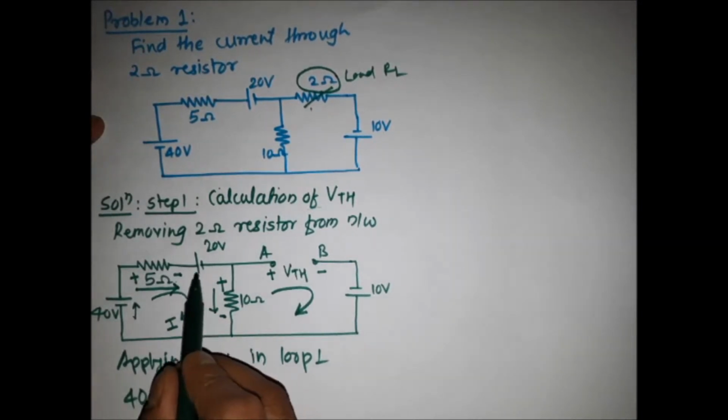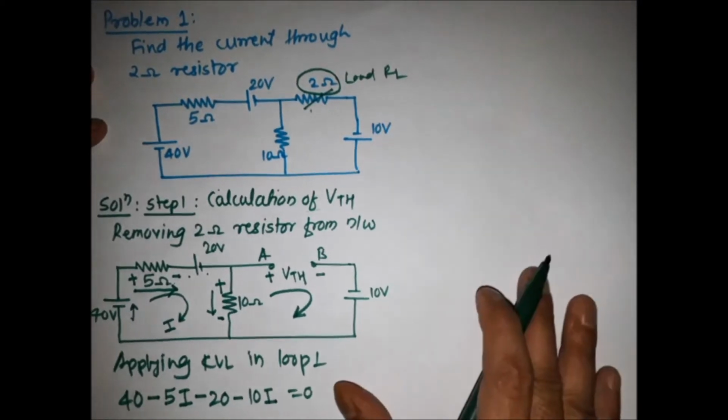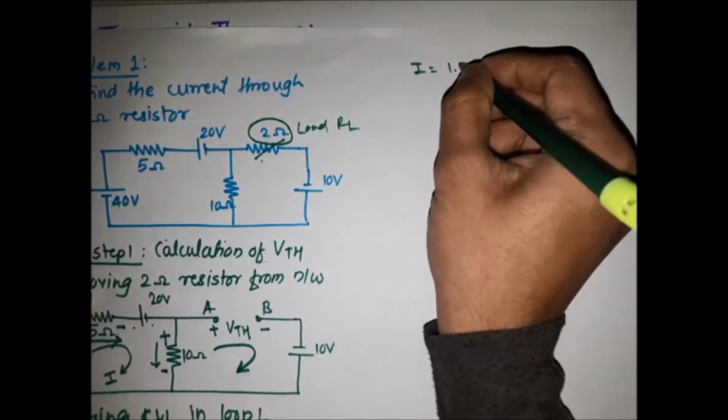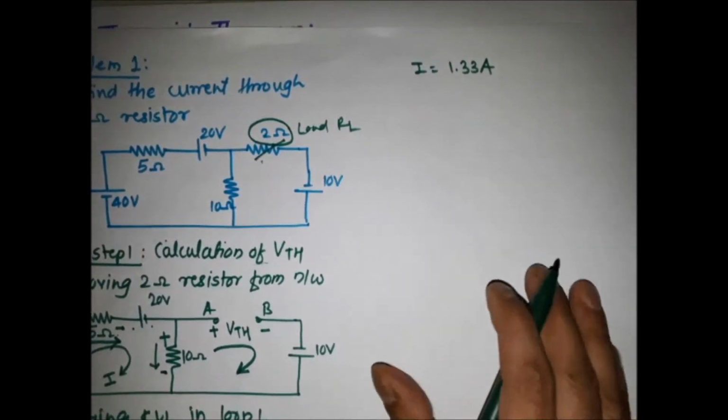Then through the 20 volt source, it is plus to minus, again it is fall in potential, so simply it is minus 20. Through 10 ohm, it is plus to minus, so simply it is minus 10, and the current flowing through it is I is equal to 0. By solving this, we get the value of I is 1.33 ampere.